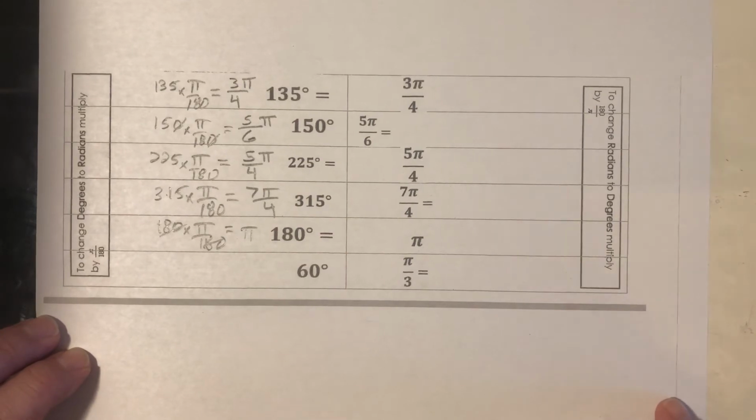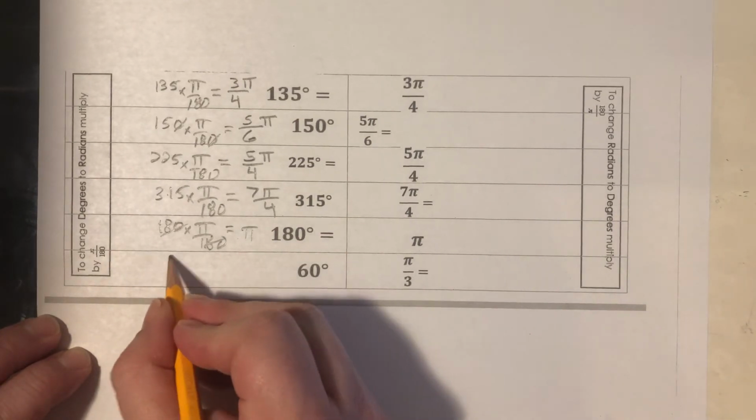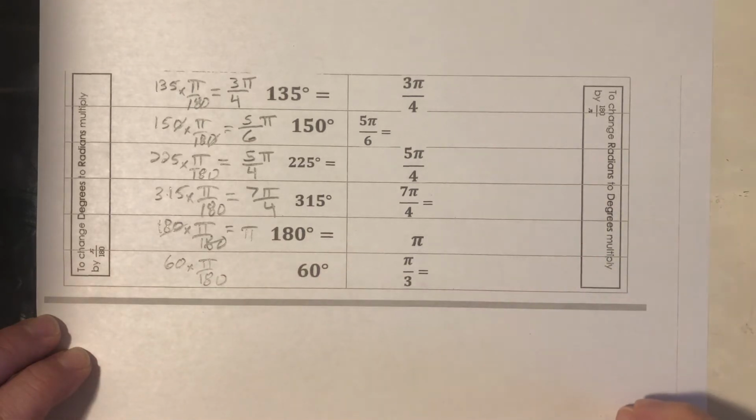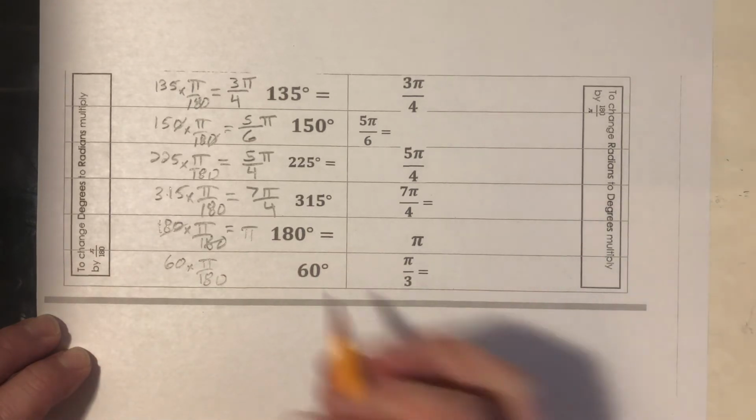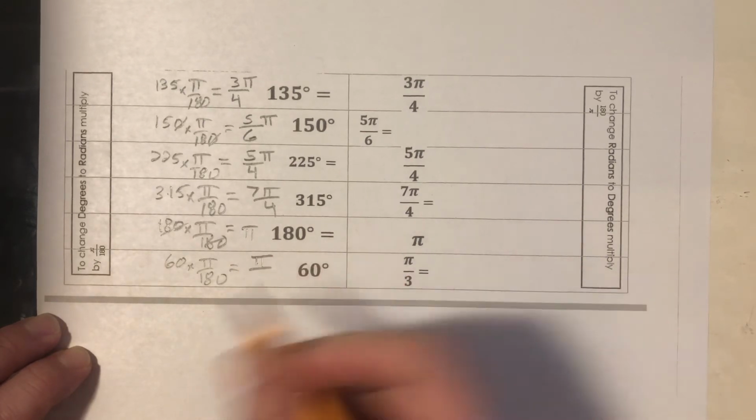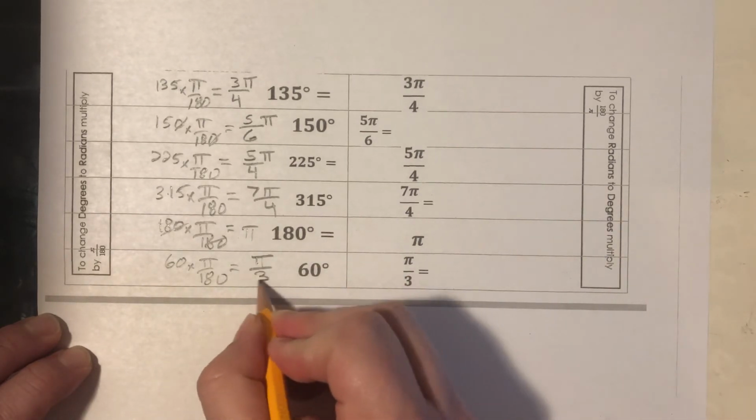Okay, and then finally, we've got 60 degrees. So I'm going to do 60 times pi over 180. Okay, both of those are divisible by 60. 60 goes into itself once, so you're just going to have the 1 pi or pi on top, and then it goes into 180 3 times.